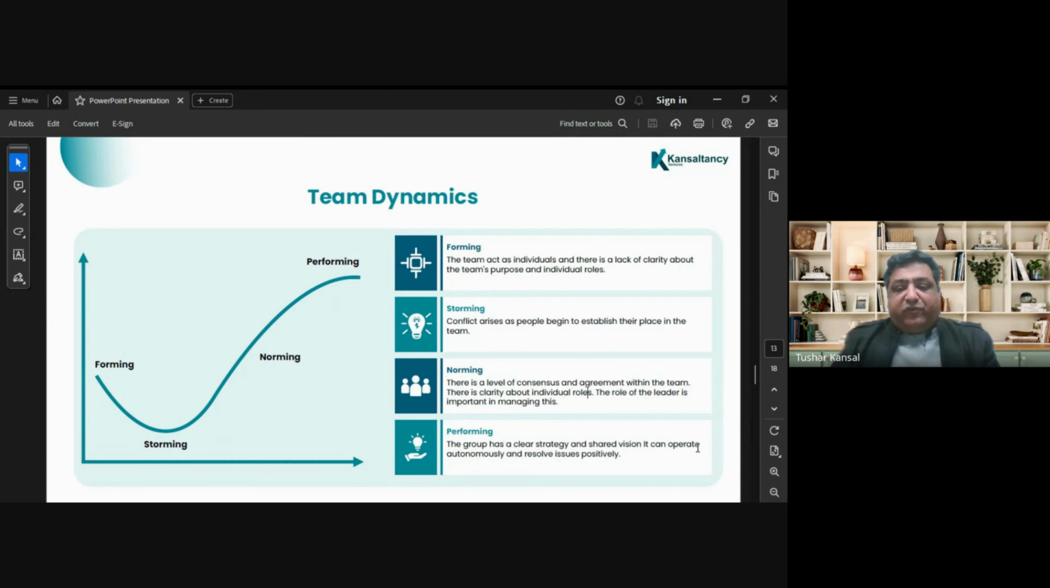And last is performing, when there is an alignment with the company's strategy and the shared vision. Now, always remember that this process is not a single process. People leave, new people join, again the forming starts, again the storming starts. So different teams at different points in time are in different stages of forming, storming, norming, and performing. And the leader has to lead by example.